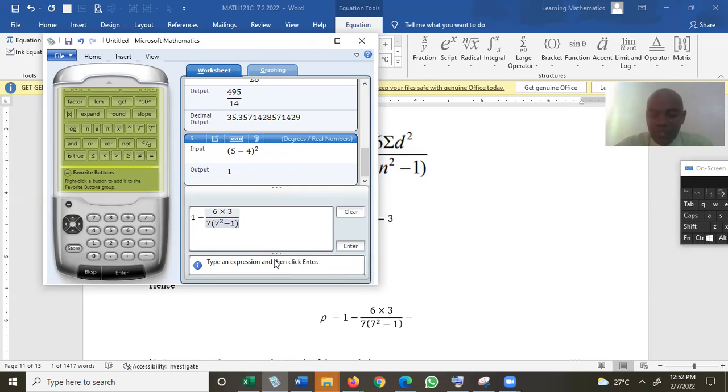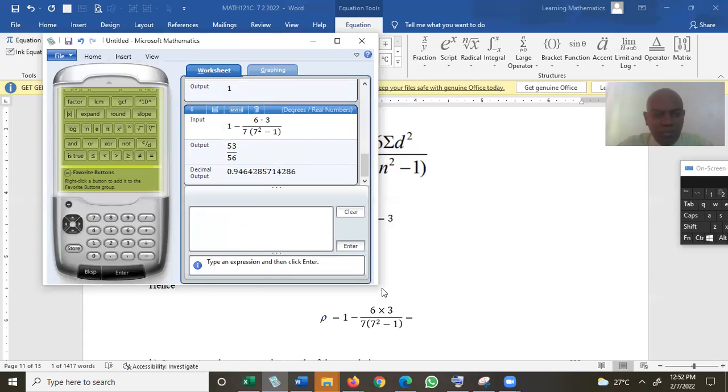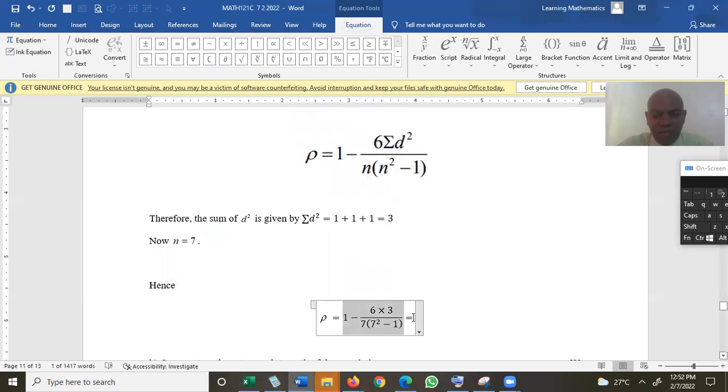We must get a decimal. This formula must give us a decimal. What happened? Something is missing there. Okay, so let me just type it in. 1 minus 6 times 3, over 7 times open bracket 7 squared, minus 1 close bracket. Enter. 0.95. Two decimal places suffice.